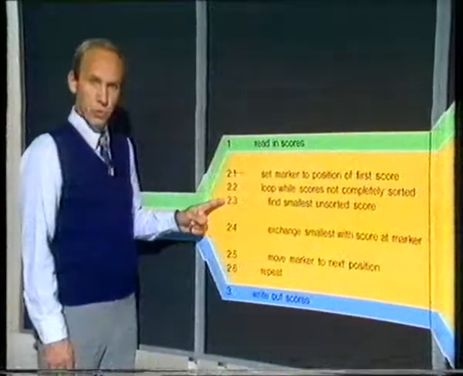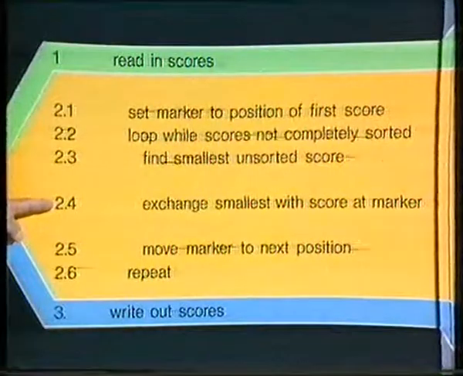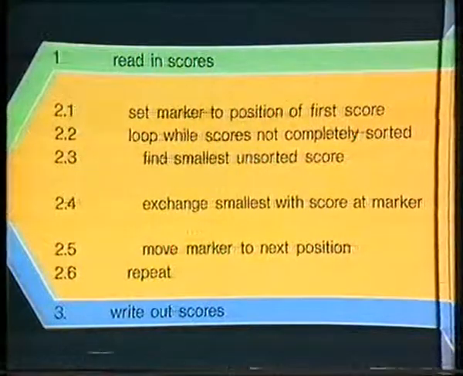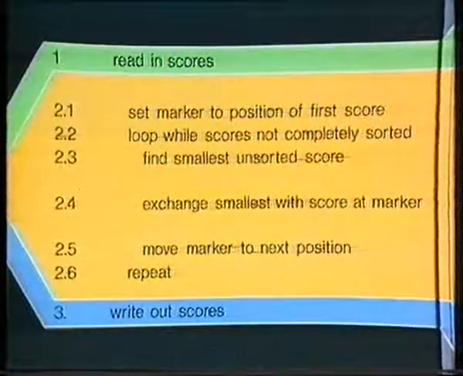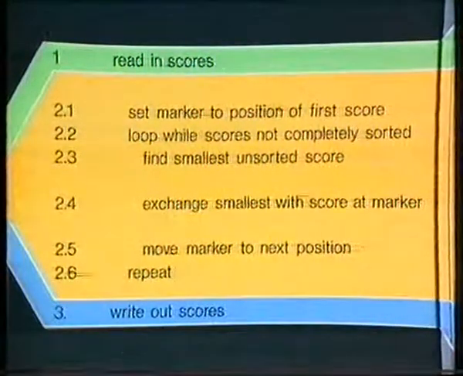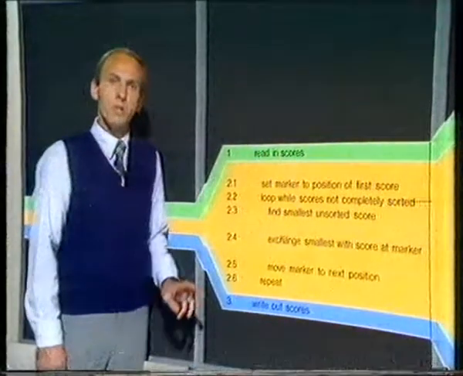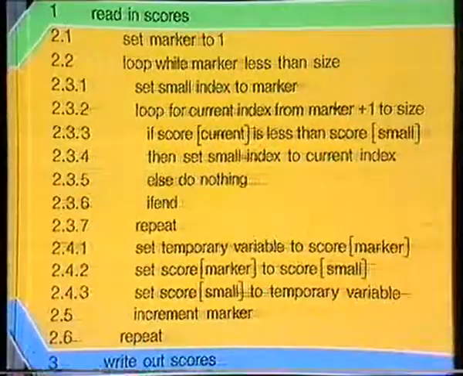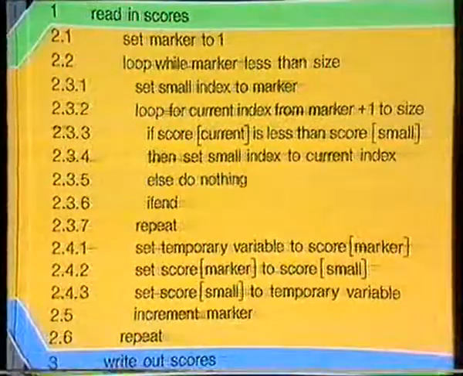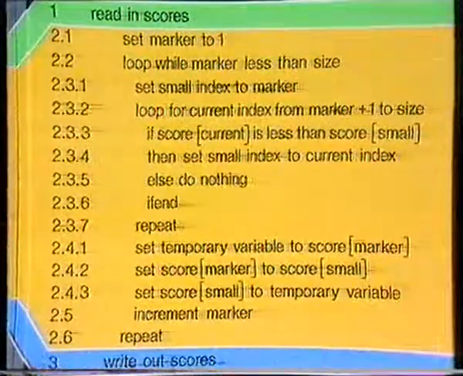As well as step 2.3, we also need to refine step 2.4. And here what we want to do is exchange 2 values, the smallest unsorted score and the score indicated by the marker. Now, in Pascal, we can't do that all in one go. We have to use a new variable, a temporary variable, and perform the exchange in stages. So that gives us 3 steps as a refinement of our single step 2.4 using our temporary variable. And this is the stage our design has reached.